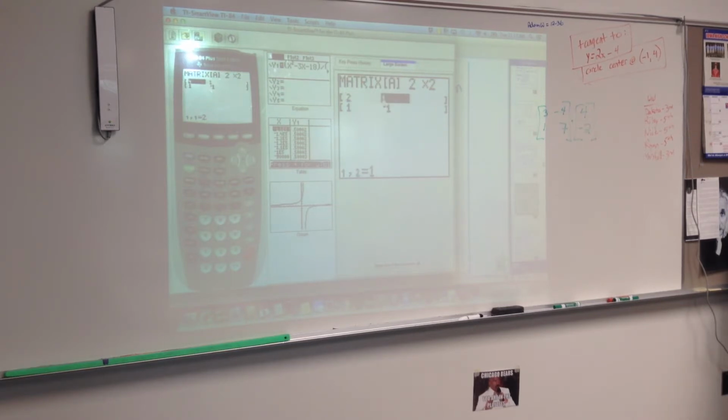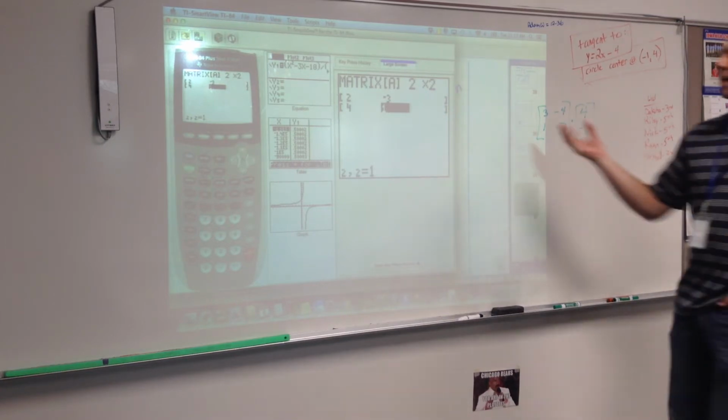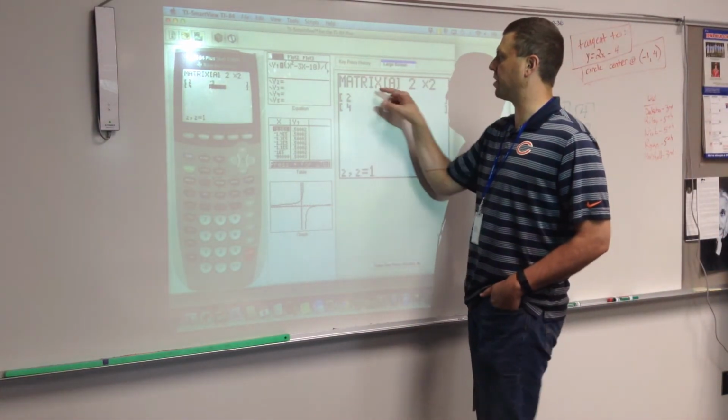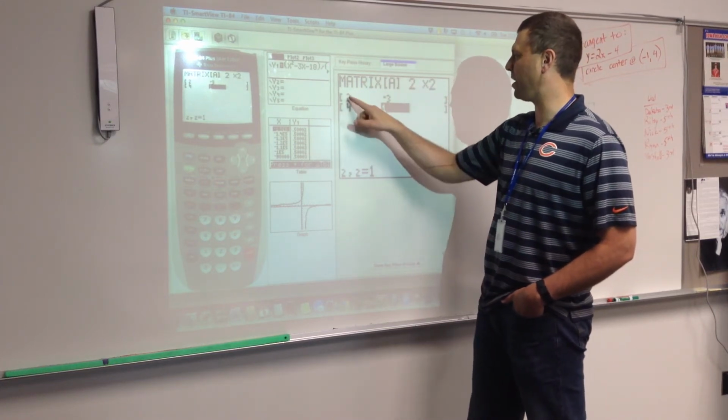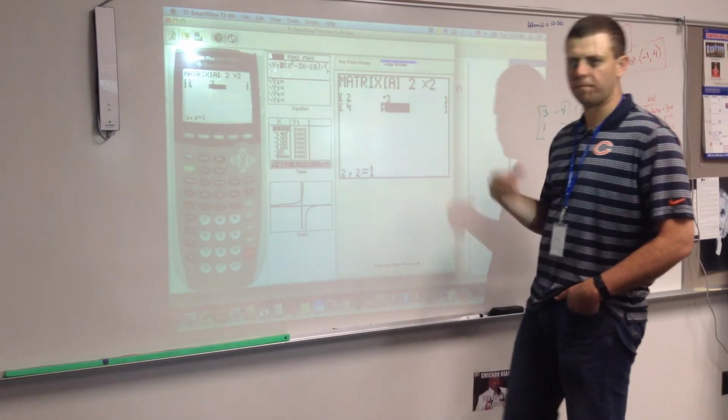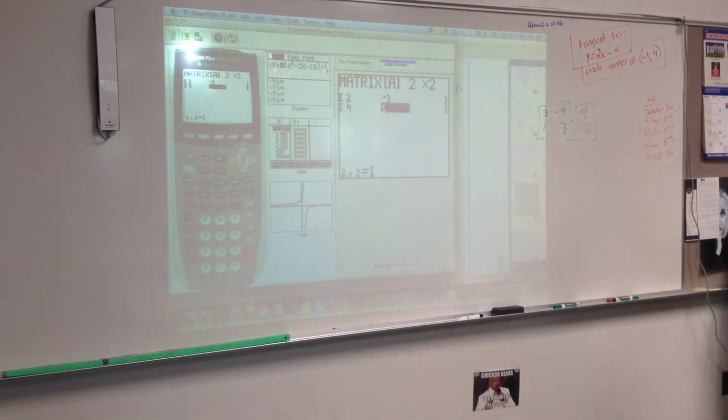2. Go across. -3. 4 and 1. Okay. So I'm going to tell my calculator, I want you to create a matrix A. It's a 2 by 2 matrix. The numbers in that matrix are 2, -3, 4, and 1. So I created matrix A.